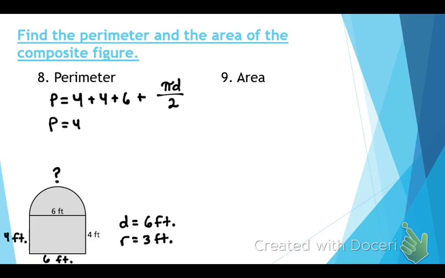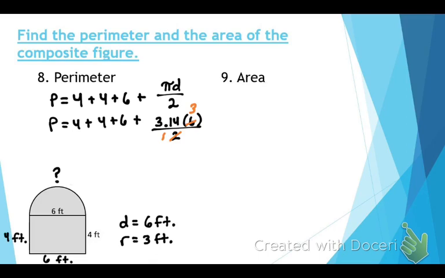Okay, so we know we've got sides 4, 4, and 6. Now let's identify what this last part is over here. Remember, that's just this distance right here around the semicircle. What do I plug in for pi? 3.14. What's my diameter? 6. Divided by? 2. Can anything reduce? Yes. 2 and 6. That could be a 1 and a 3.